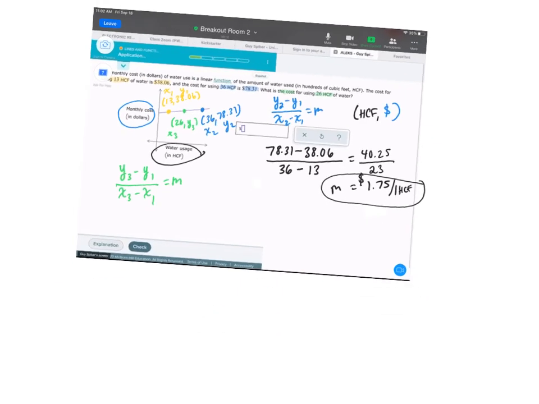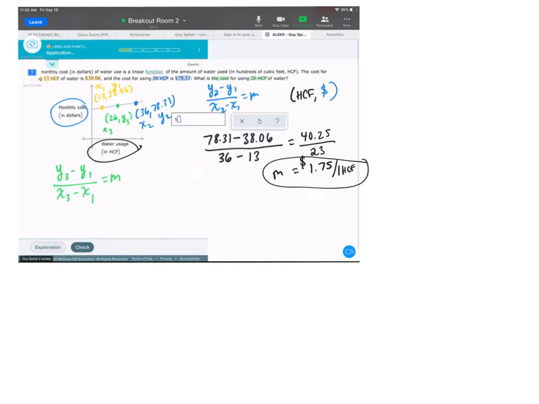Okay, so from here, we're going to use those coordinates, and we're going to do, okay, y3 we don't know, minus 38.06 all over 26, which is your x3, minus 13, and that's going to equal $1.75. Alright, so y3 minus 38.06 all over 13. And we're just going to solve.